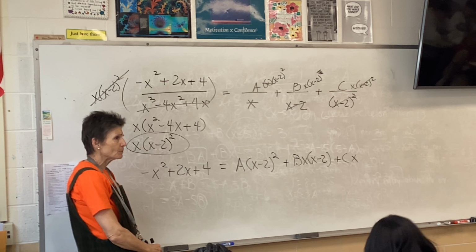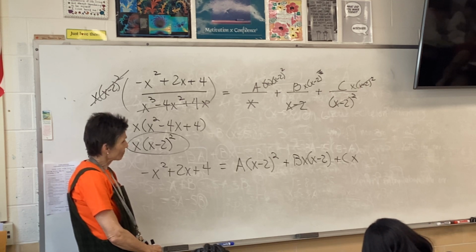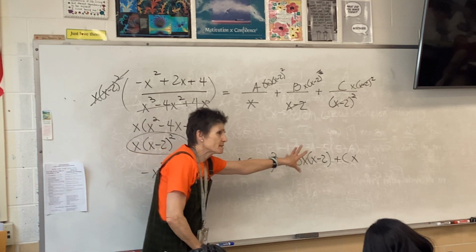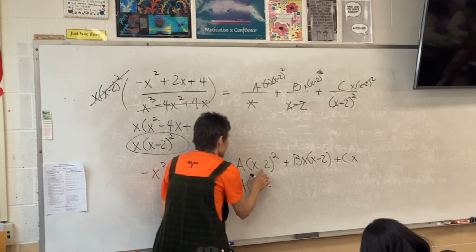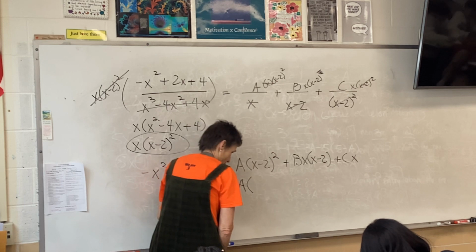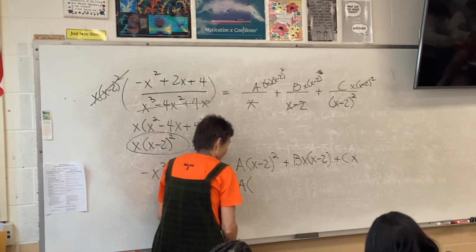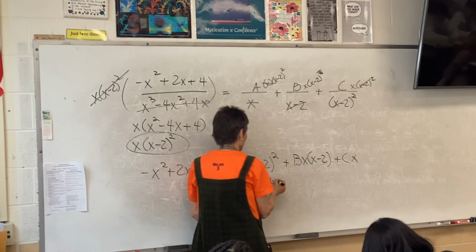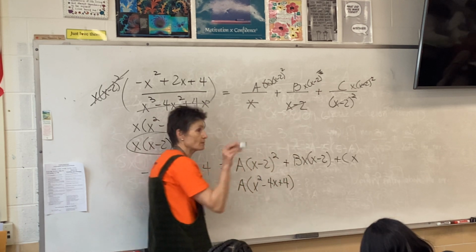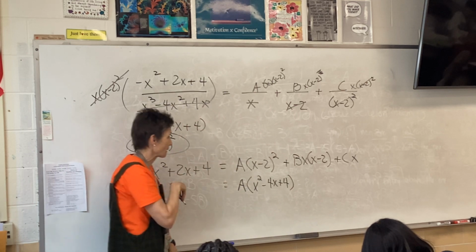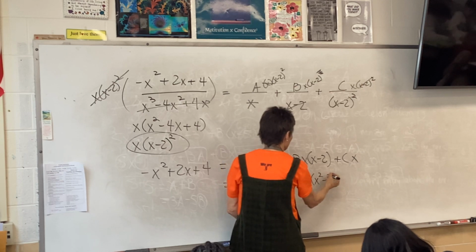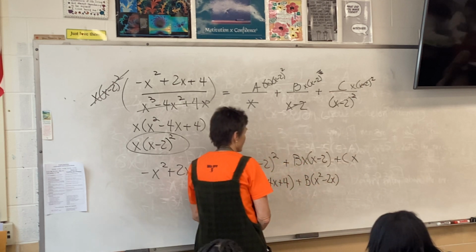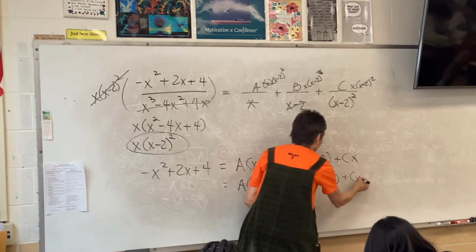All right, what do you think I have to do now? I think I have to multiply this stuff out. So I'm going to have a times, what's x minus 2 squared? It's got a 4 in it. x squared minus 4x plus 4. Perfect. I don't know who said that, but whoever said it was right on target. And this is going to be b times x squared minus 2x. And then plus cx. All right, let's distribute.